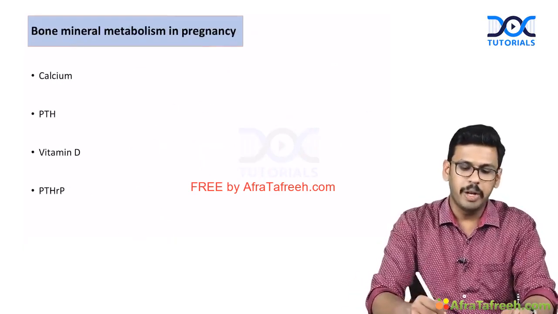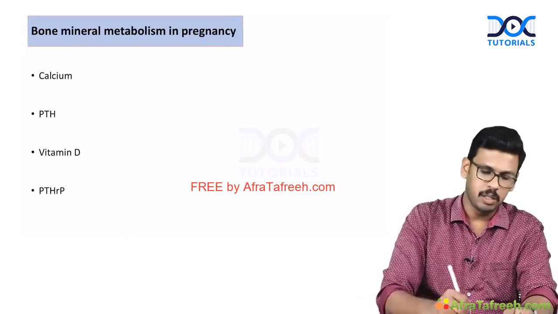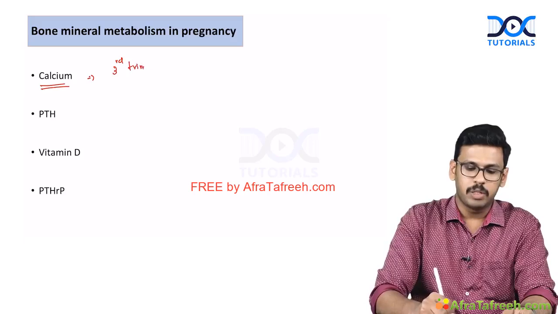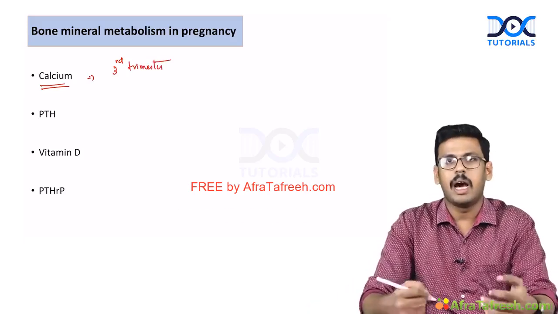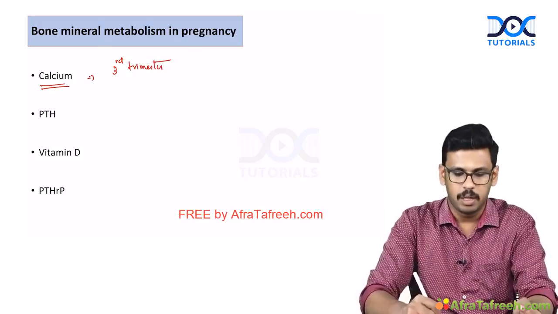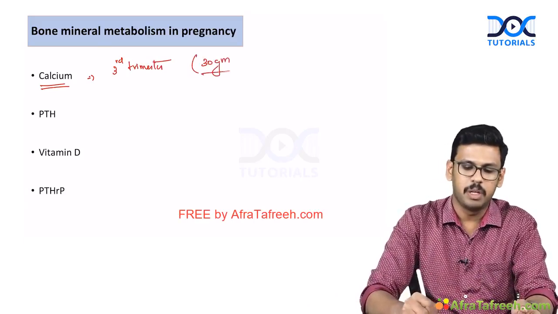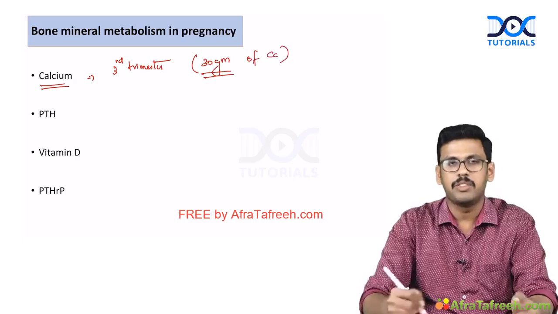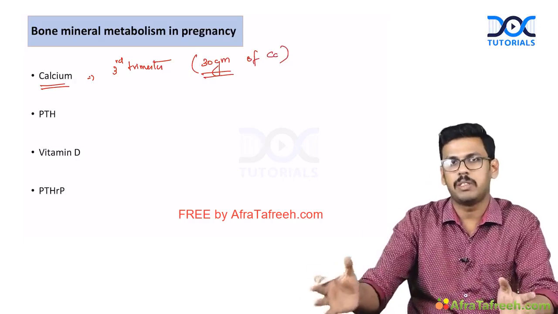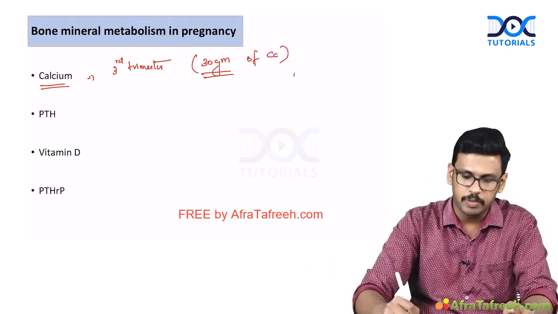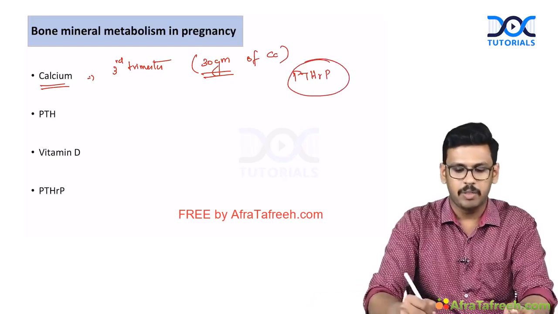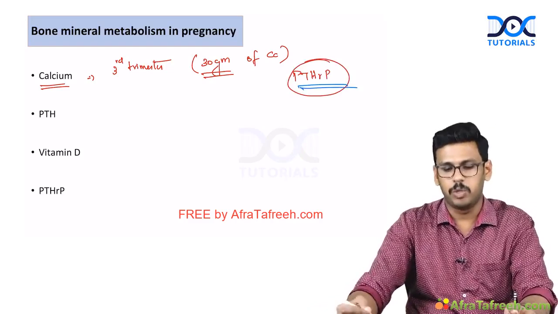Now, about bone mineral metabolism in pregnancy, calcium: it is in the third trimester that there is a large transfer of calcium and vitamin D from the mother to the fetus. Around 30 grams of calcium is transferred from the mother to the fetus, and the most important mediator of this transplacental calcium transfer is PTHrP. So, PTHrP is an important mediator of the transplacental calcium transport to the fetus.